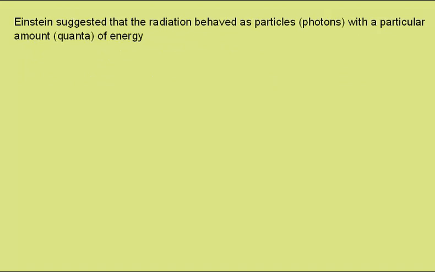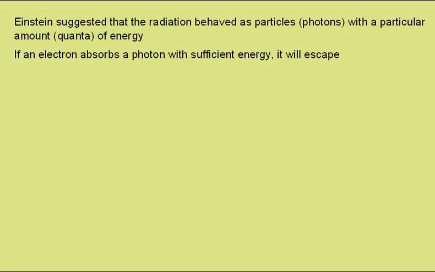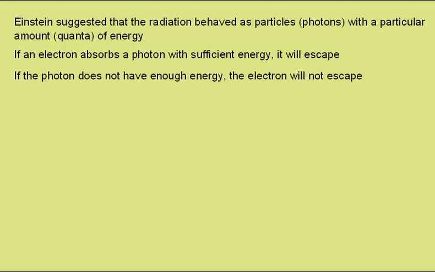Einstein suggested that these observations could be explained if the radiation behaved as particles, which became known as photons, with a particular amount or quanta of energy each. If an electron absorbs a photon with sufficient energy, it will escape. But if the photon does not have enough energy, the electron will not escape.